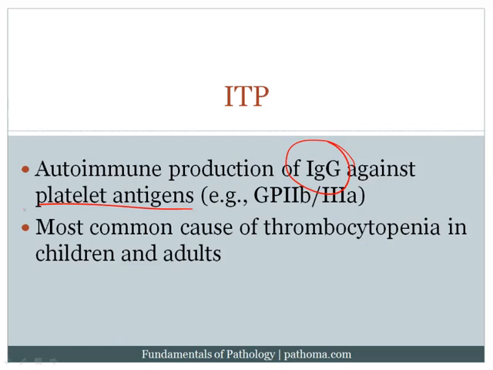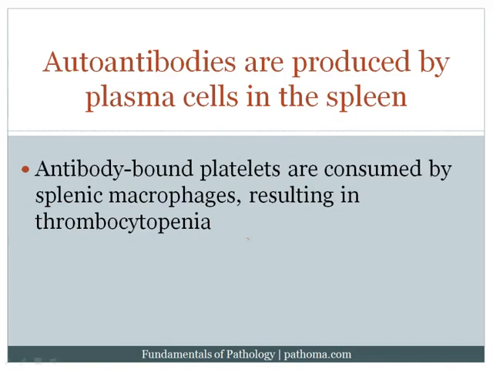This is the most common cause of thrombocytopenia, low platelets in the blood. This is the most common cause of thrombocytopenia in both children and adults, so it's very important to be aware of it. Now, the antibodies in this particular case, those IgG antibodies that are causing the disease, are actually produced by the plasma cells in the spleen.